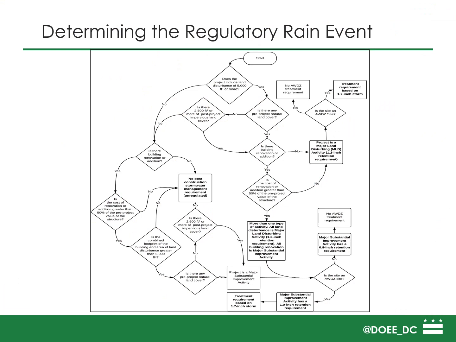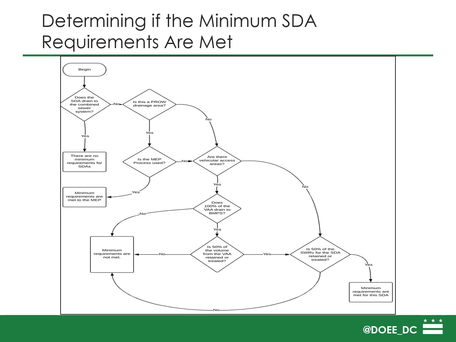There are some convenient flow charts that can be found in the Stormwater Management Guidebook that can help walk you through the process of determining what type of activity is going on in your proposed condition on a site, and what regulatory rain event would be applied to the area that you're either disturbing or the area that you're improving, the footprint of the building. So I won't go through this in detail, but you can walk through this flow chart and a couple of others in Chapter 2 of the guidebook.